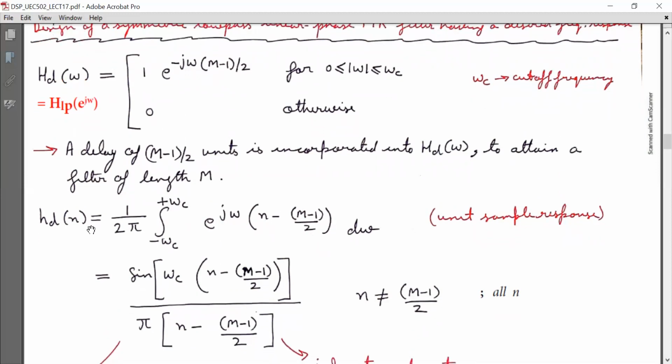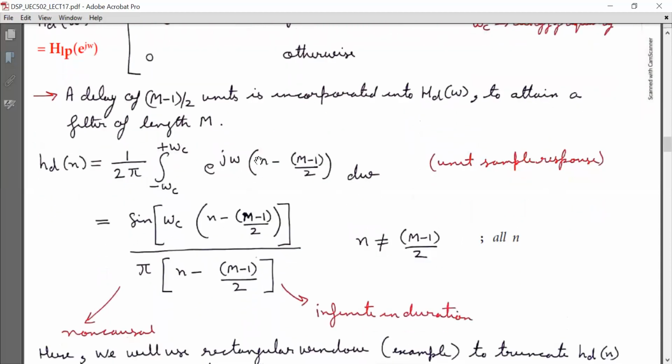So h_D(n), calculated by applying the inverse DTFT, is equal to 1/(2π) times the integral from -ω_c to ω_c of e^(jω(n-(M-1)/2)) dω, that is the unit sample response. This comes from the inverse DTFT formula. So it is equal to sin(ω_c(n-(M-1)/2)) over π(n-(M-1)/2), for all n except n not equal to (M-1)/2.